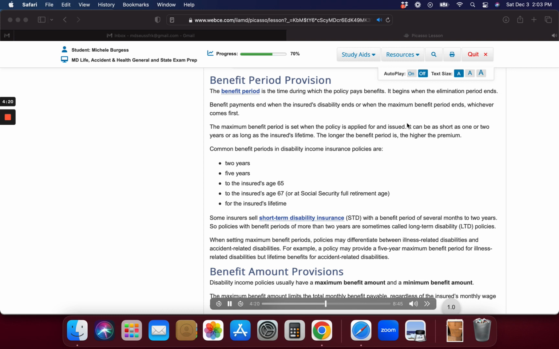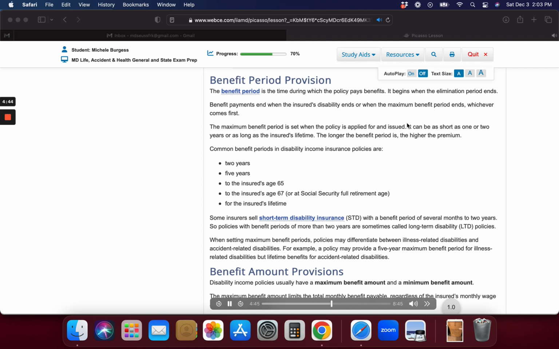Benefit amount provisions. Disability income policies usually have a maximum benefit amount and a minimum benefit amount. The maximum benefit amount limits the total monthly benefit payable, regardless of the insured's monthly wage and benefit percentage. Example: a policy pays a benefit of 60% of earnings and has a $5,000 maximum monthly benefit limit.